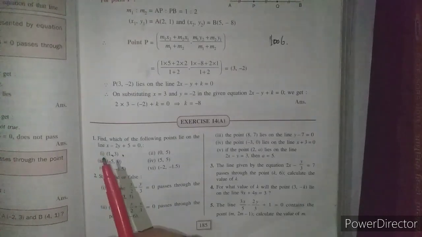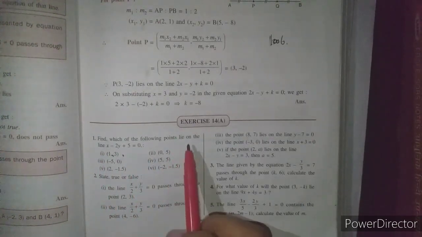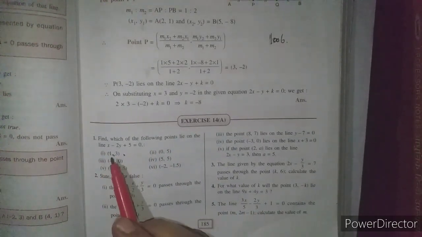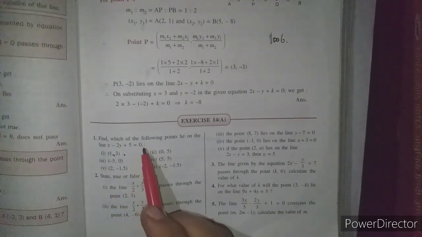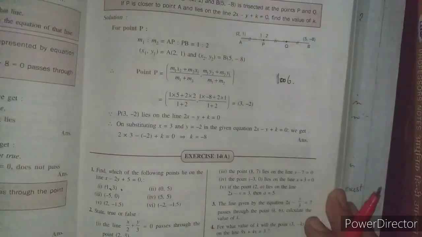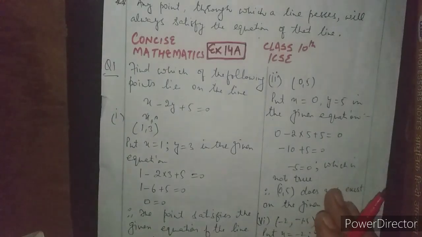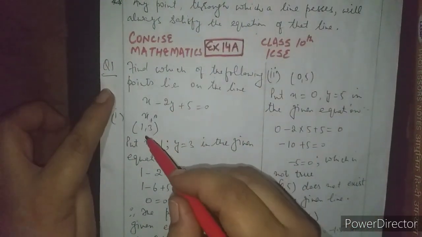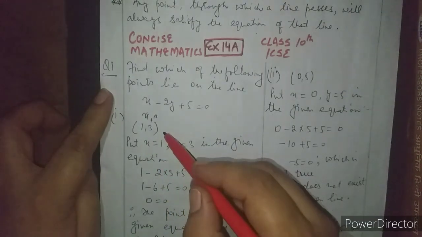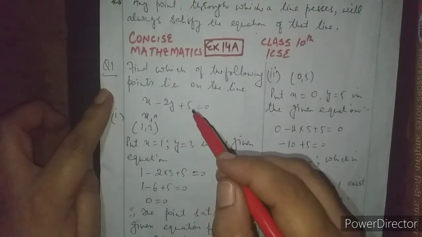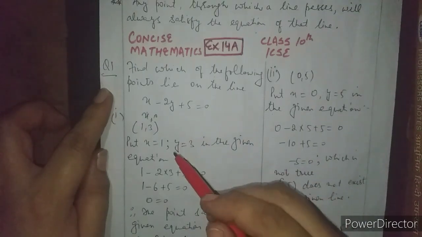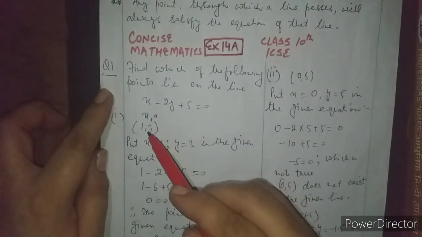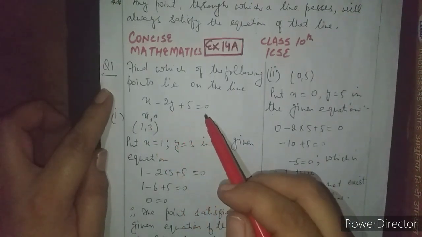Question number 1 says, find which of the following points lie on the line x minus 2y plus 5 equal to 0. So here I have written the solution for you. Just see, I have written the question again, and now the first point we will take up is point (1, 3). We will see whether this point lies on this line or not. This is possible if this point satisfies the equation of this line.